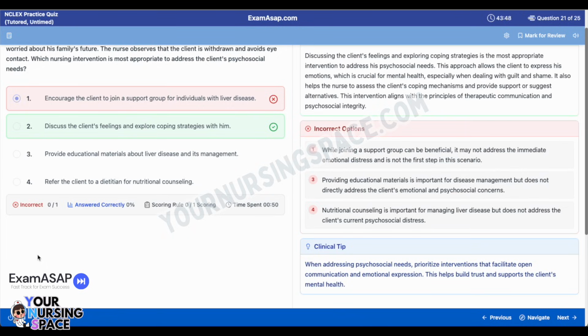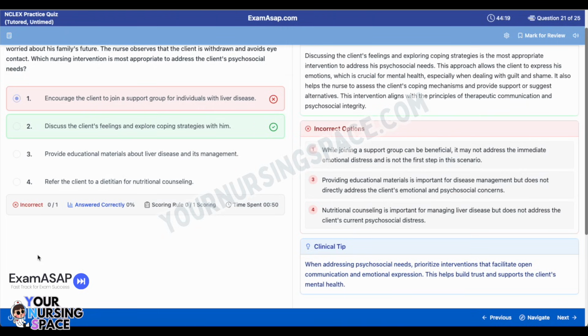Distractor rationales. A. While joining a support group can be beneficial, it may not address the immediate emotional distress and is not the first step in this scenario. C. Providing educational materials is important for disease management, but does not directly address the client's emotional and psychosocial concerns. D. Nutritional counseling is important for managing liver disease, but does not address the client's current psychosocial distress.